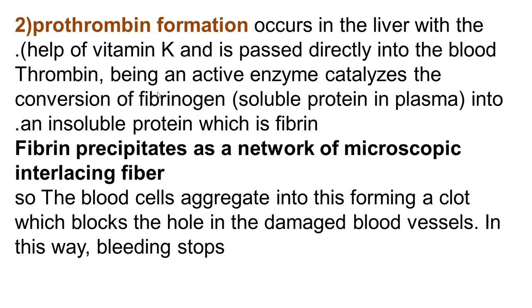Thrombin, being an active enzyme, catalyzes the conversion of fibrinogen, the soluble protein inside plasma, into fibrin. Fibrin is an insoluble protein which precipitates as a network of microscopic interlacing fibers, so the blood cells aggregate into this, forming a clot which blocks the hole in the damaged blood vessel. In this way, bleeding will stop.